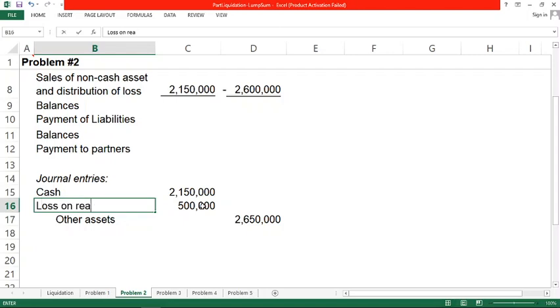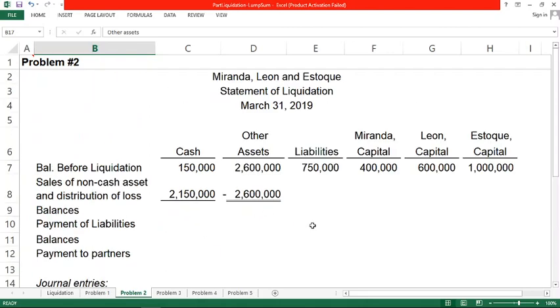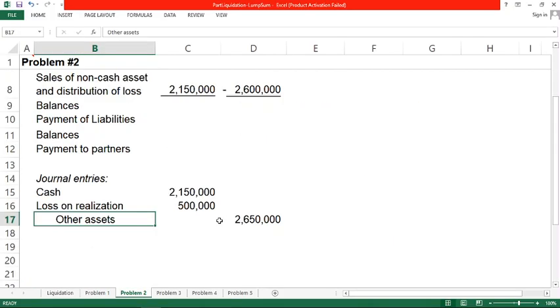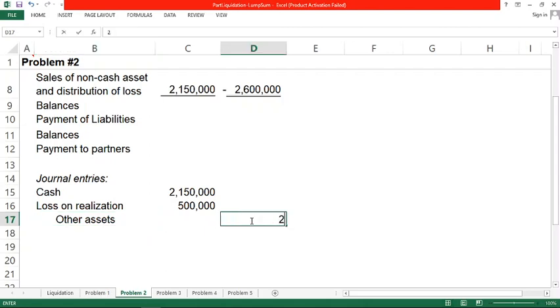The normal balance of a loss is like an expense, a debit. The normal balance of a gain is like an income, a credit. So that 500,000, is it 2.6 to 150? 2.6. Okay.